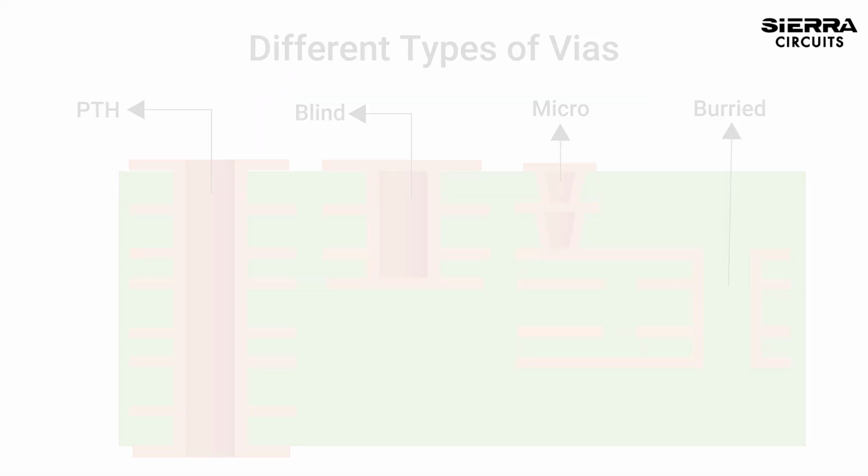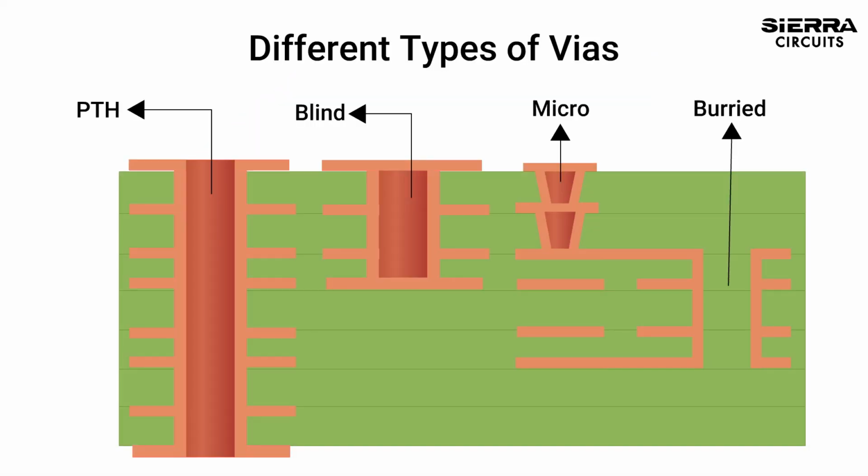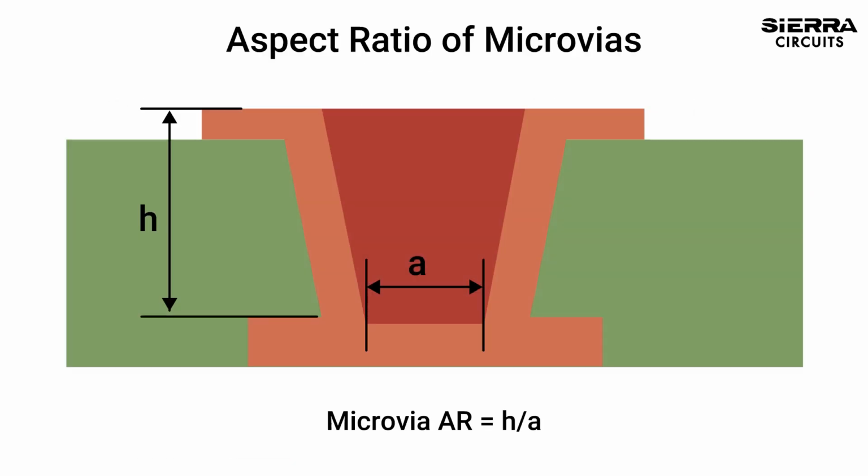There are three types of vias: through-hole, blind, buried, and microvias. Microvias are drilled with lasers and have smaller diameters than through-hole vias. The depth of a microvia is not more than 2 layers. The aspect ratio of a microvia is equal to the ratio of drill depth to the diameter of the drilled hole. This parameter decides the reliability of a PCB. The ideal aspect ratio for microvias is 0.75 to 1.